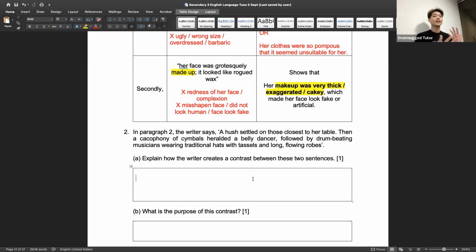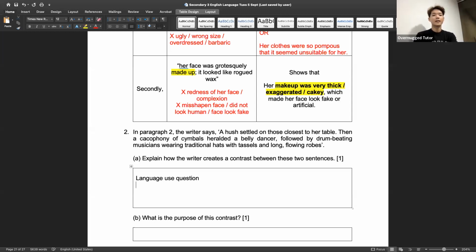Then for 2B, it will be a bit different, but for 2A, it's always the same. When they say, how does the writer create a contrast between these two sentences? This is clearly a language use question. And when it's a language use question, you just go and see the two sentences. There must be a difference, right? Because it's a contrast. You must see how these two sentences are different. This is the first sentence in green, and then the next sentence is in blue. What is the difference between these two sentences? Look at the color.